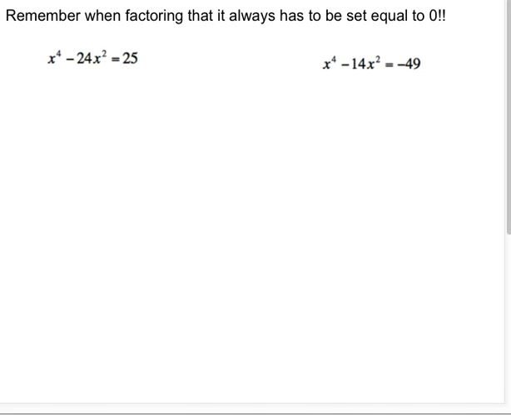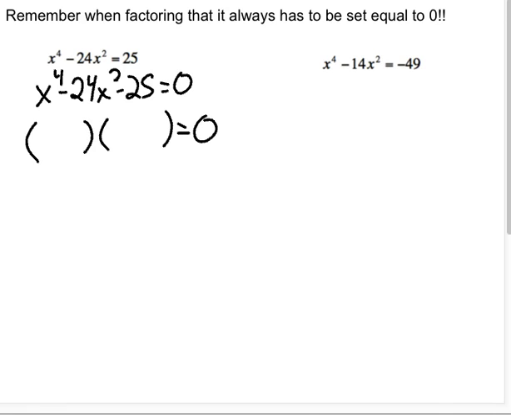So remember, when you're factoring, we talked about this, I think, two lessons ago, that you need to make sure that it's set equal to 0. Right? You have to have everything on the same side. So before I can start this process, I need to make sure that I subtract that 25 over so it equals 0. And now I'm going to be ready to set up my factoring process.